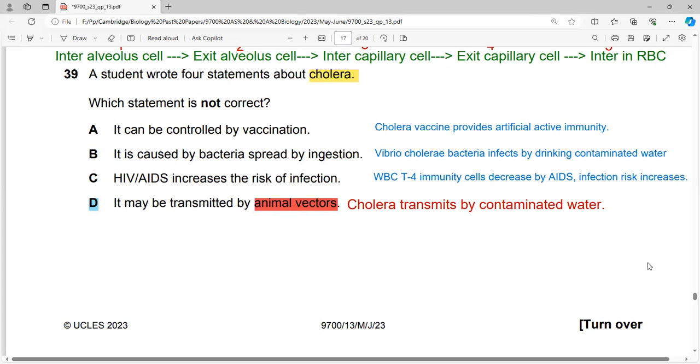D, it may be transmitted by an animal vector. So this animal vector is wrong. That is the disease malaria, which is transferred by a mosquito as a vector. So that's why this is a wrong option. Cholera is transmitted by contaminated water. So D is our correct answer here.